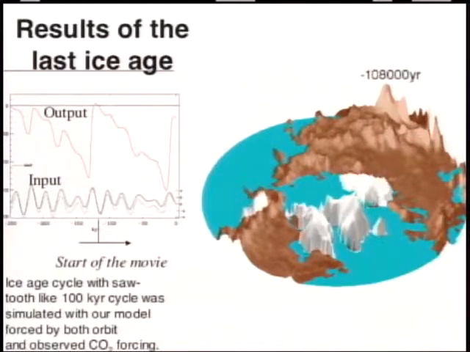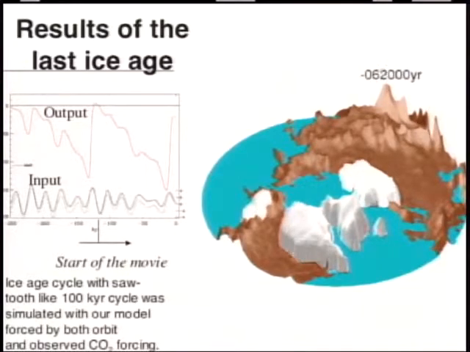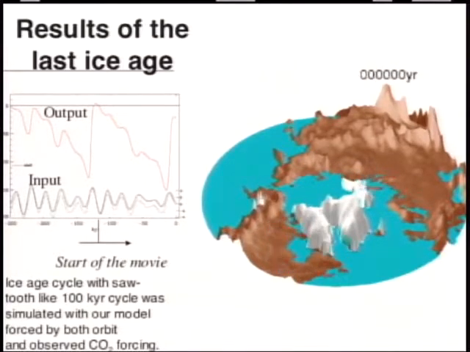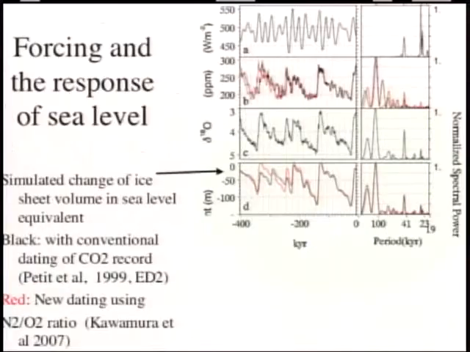Now I'm going to show you the results. This is the last ice age cycle, for the last 120,000 years, and you will see that already the Laurentide ice sheet is starting to grow a lot, and then retreats very quickly. So this is the time series of this model. I was showing this part in this movie, but now I will show you the whole.